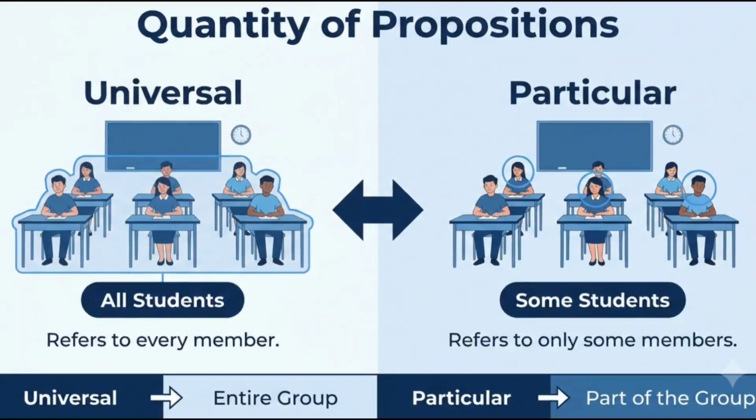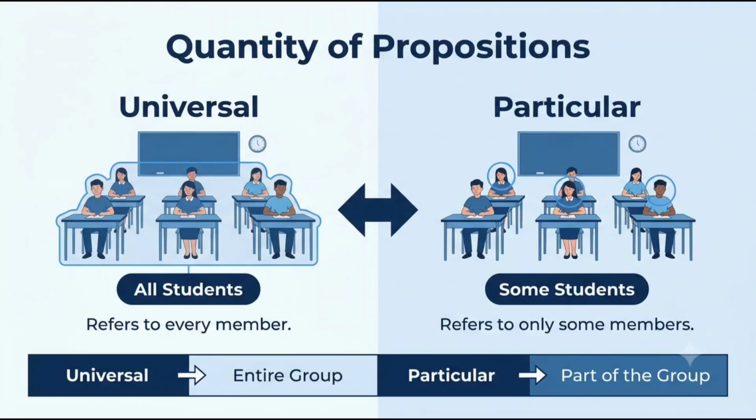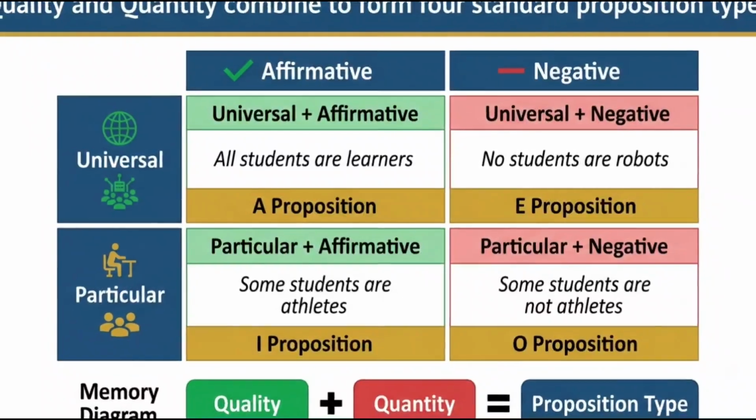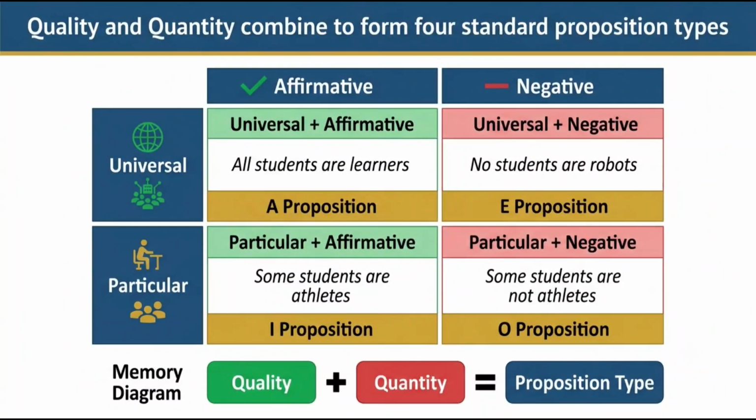The quantity of a proposition tells us how many members of the subject are included. A universal proposition talks about every member of a group. A particular proposition talks about only some members. Quantity helps us understand the scope of a statement. Both quantity and quality work together to describe a proposition completely.